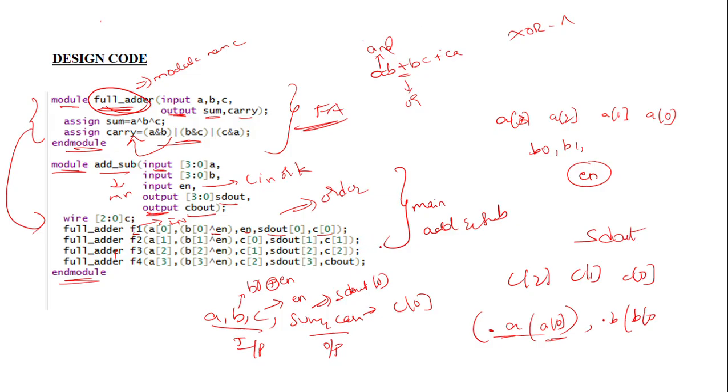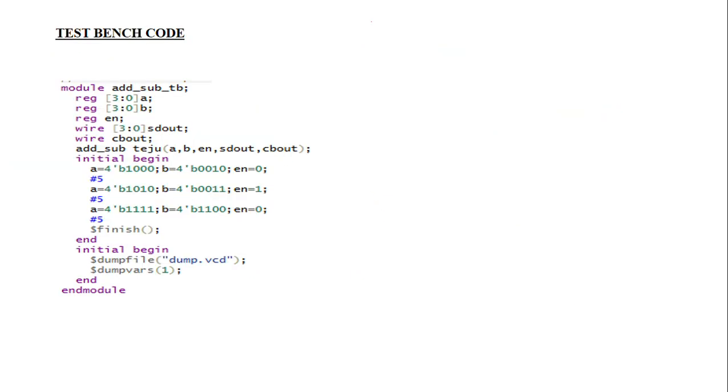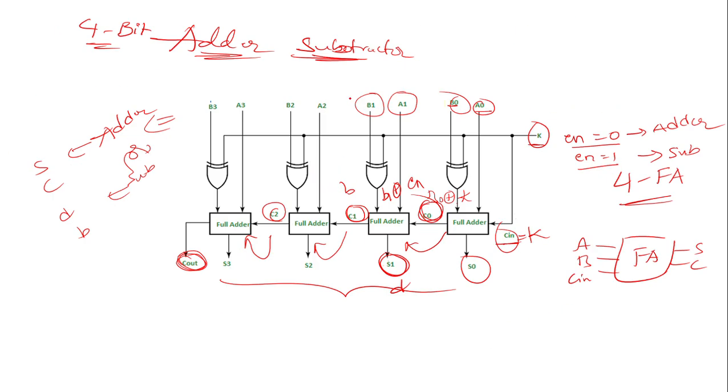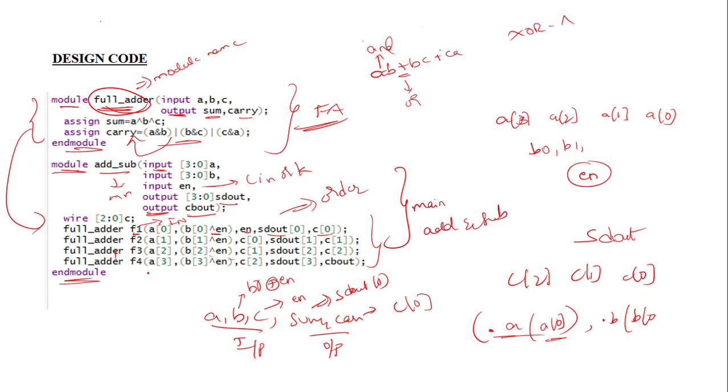Like that we can connect the 4 full adders. For the third full adder, the first input is A2, the second input is B2 XOR with enable, and the third input is C1, and we get sum and carry as the output. Like that we can instance every full adder here and connect the ports by order. It is very easy to connect by order when there is a small number of inputs and outputs, so that's why order is preferable. If you have more inputs and outputs, you can go with port connection by name also. After this you can finish with endmodule.